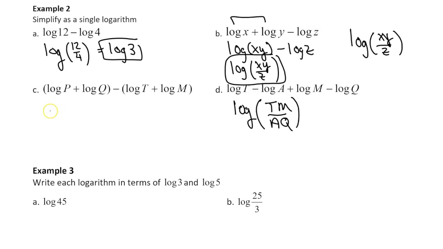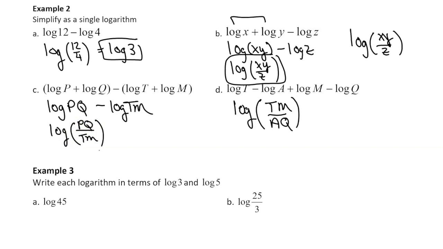So for part C here, I could do something like this. I could say log PQ subtract log Tm, and then that's going to become log PQ over Tm. Some of you may have said, well, are you allowed to expand this? And you are. And then you would be subtracting a log T and subtracting a log M. So of course the T and the M are going to be on the denominator.